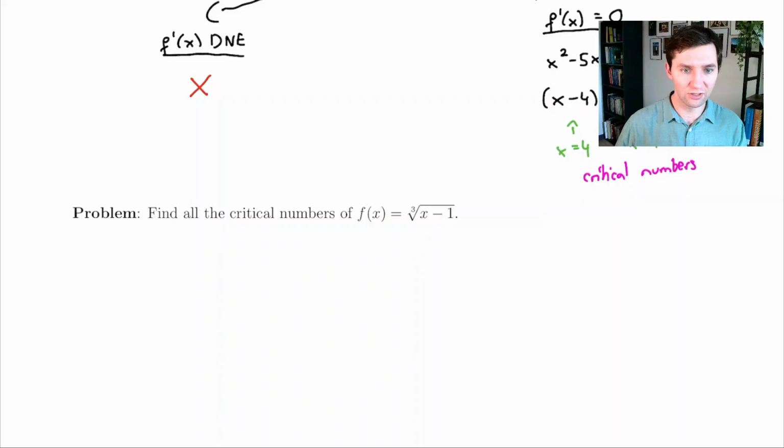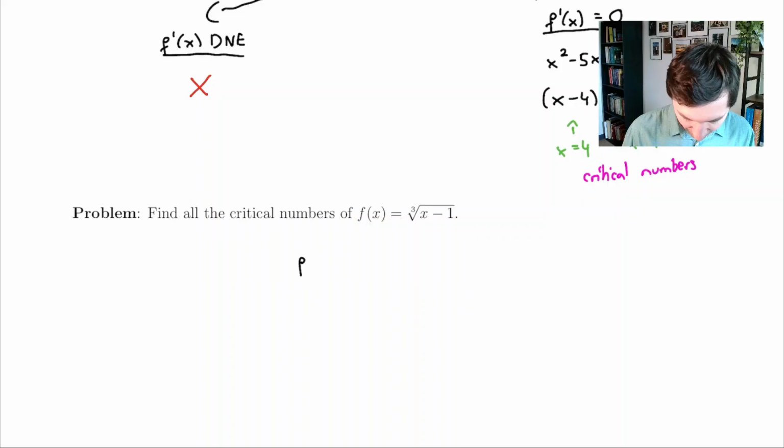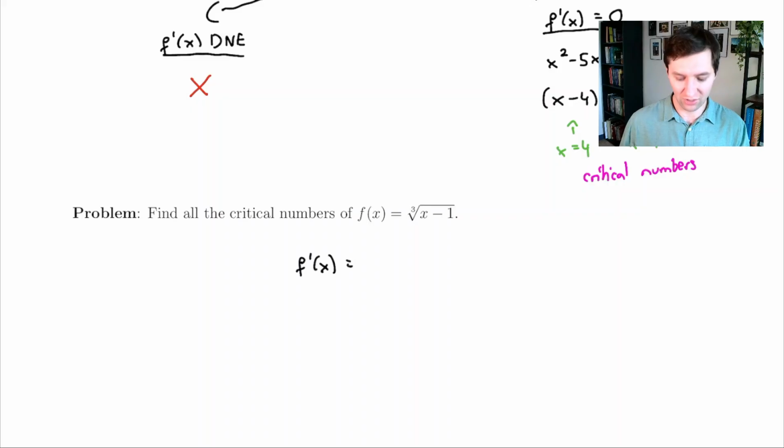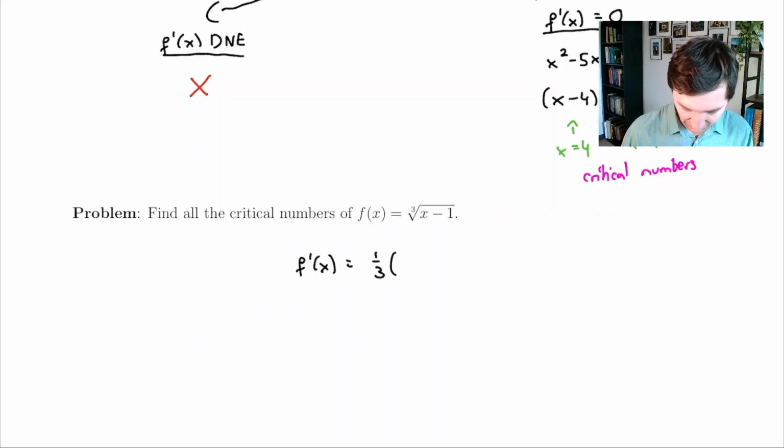We're given a function, we must find critical numbers of that function. I start by taking the derivative of the function. To take the derivative, I apply the chain rule. The inside function is x minus 1. The derivative of that is 1. The derivative of the third root is 1/3, whatever was inside of the root, to the power of -2/3.